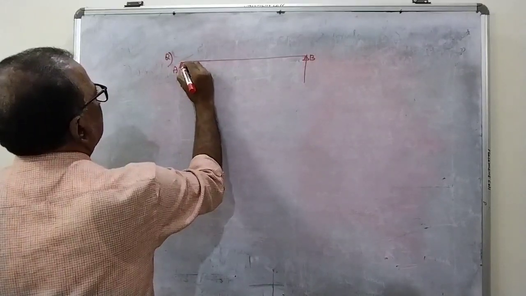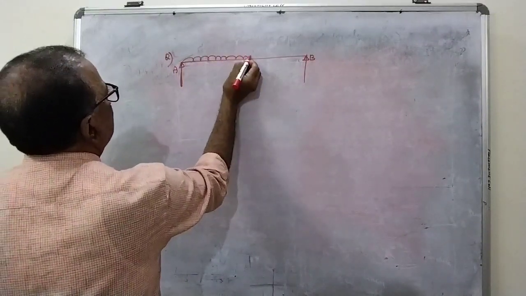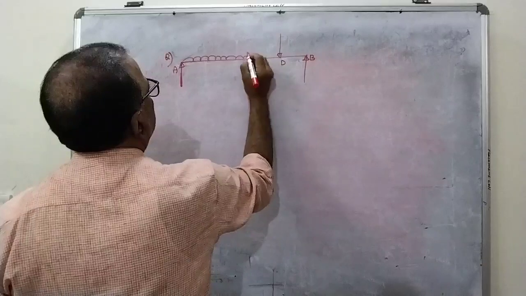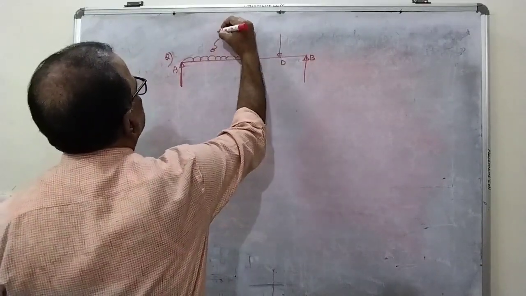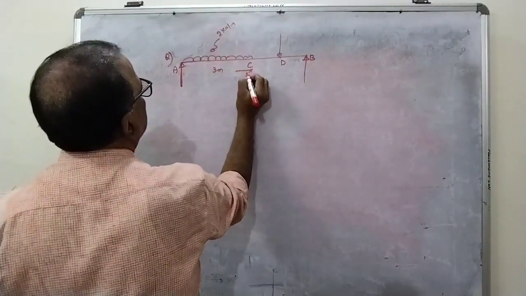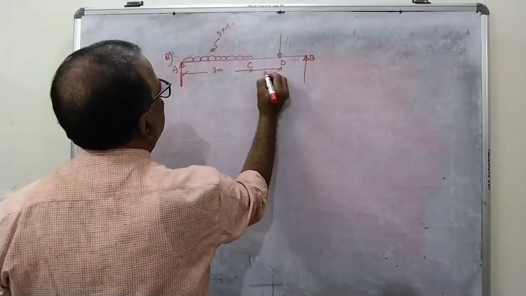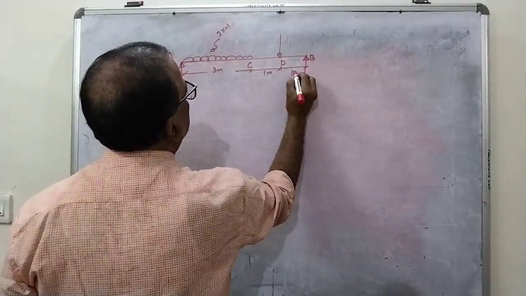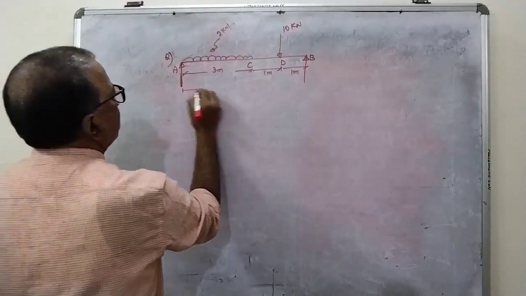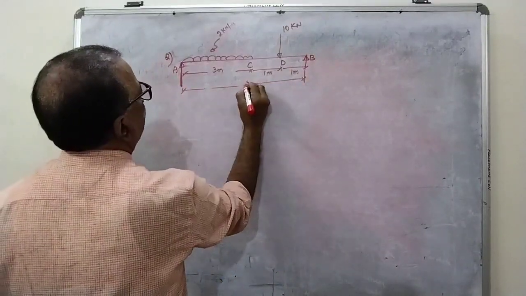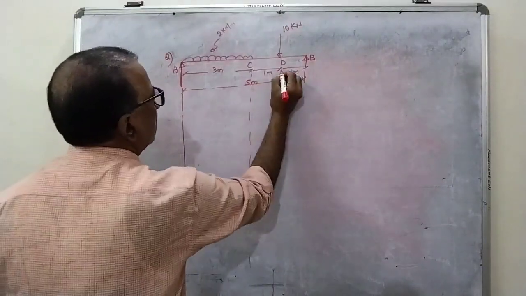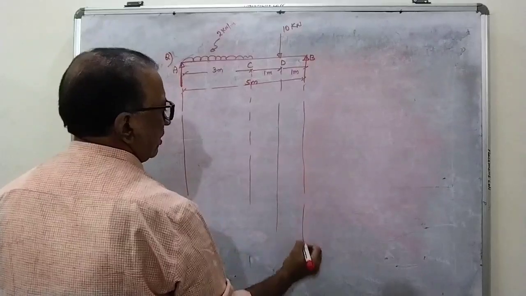Let us say the UDL is partially like this, and there is a point load here at D. UDL is of say 2 kilonewton per meter, and it is acting for a length of 3 meters. Let us say this gap is 1 meter and this is another 1 meter, and this is 10 kilonewtons. Total span is here 5 meters. Now we are supposed to draw the shear force and bending moment diagram for this beam. Here, how is the loading?